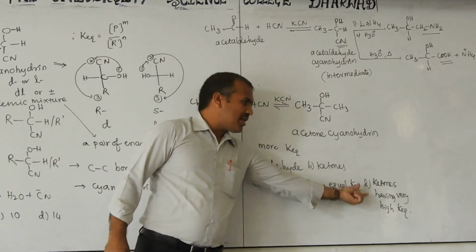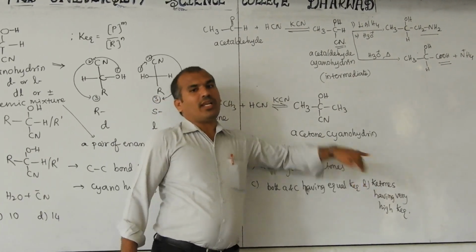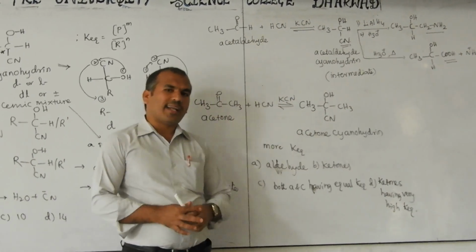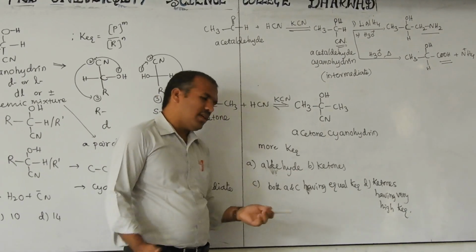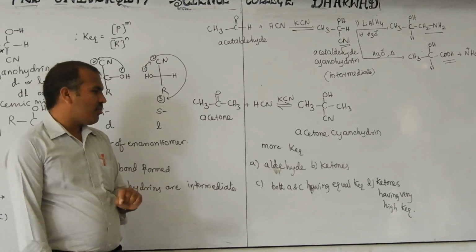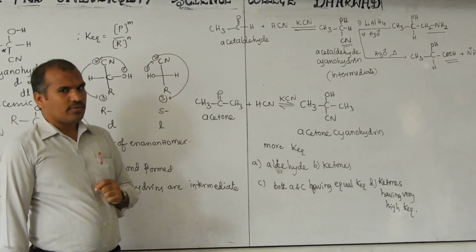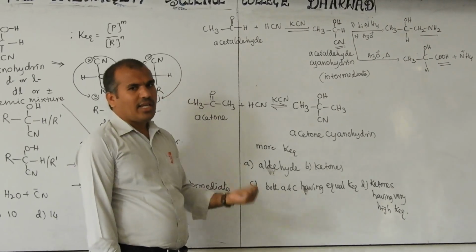Here ketones are given, here also ketones are given. But here moderate K equilibrium, and here very high K equilibrium. Then which is the correct answer? You have to judge here. Option A correct, B correct, C, D. Once again, refer to the previous video on chemical properties, which is more reactive. According to this we can judge which has the higher K equilibrium.